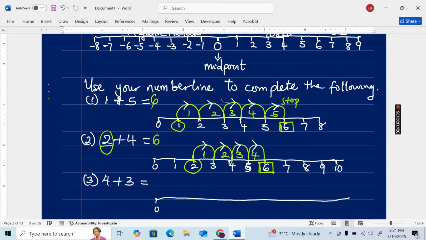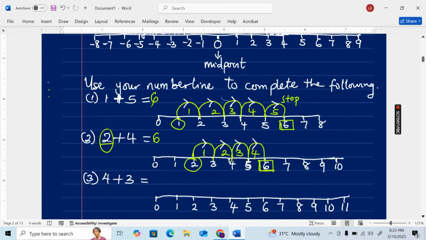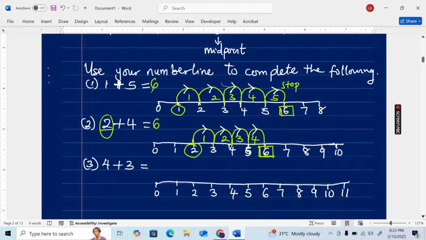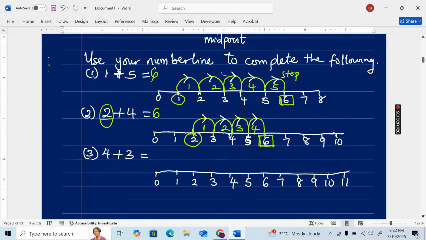I'll number from 0. The reason I am not putting negative numbers is because I am dealing with only positive numbers. All the numbers in my question are positive, all right? That is why I'm not including negative numbers on my number line. Please make sure you are writing.